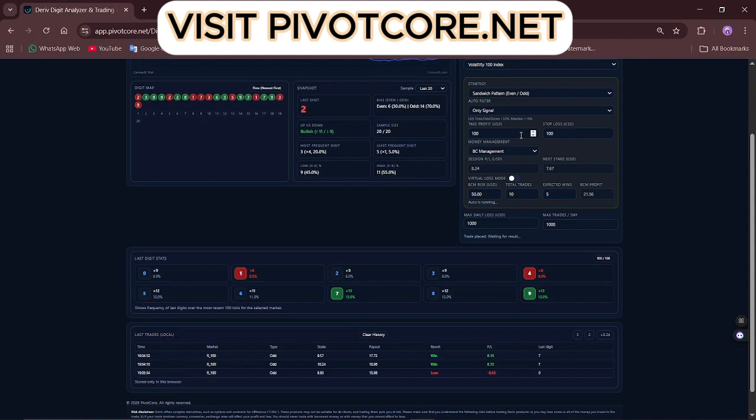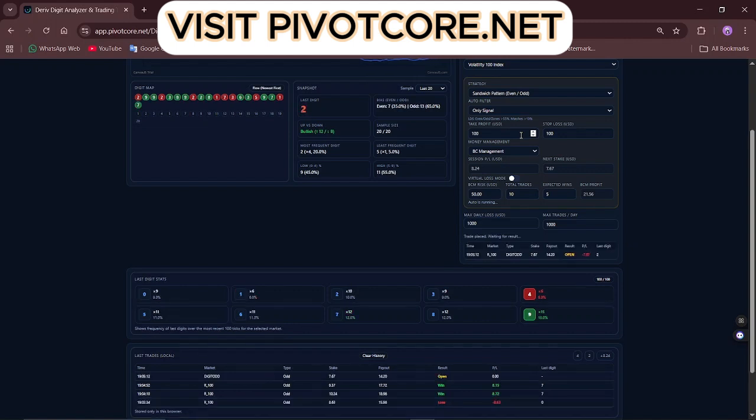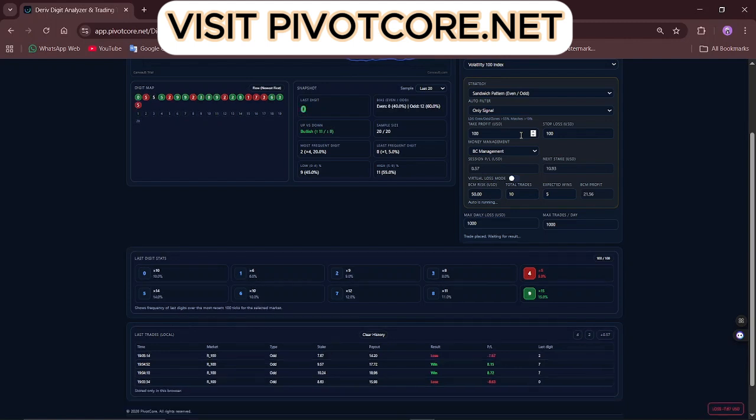This is why automated trading is becoming the standard for Deriv users. You set the rules, and the bot provides the discipline. There we go. 10 trades finished, and we hit our target exactly as planned. This session is proof that with the right tools, trading doesn't have to be complicated.